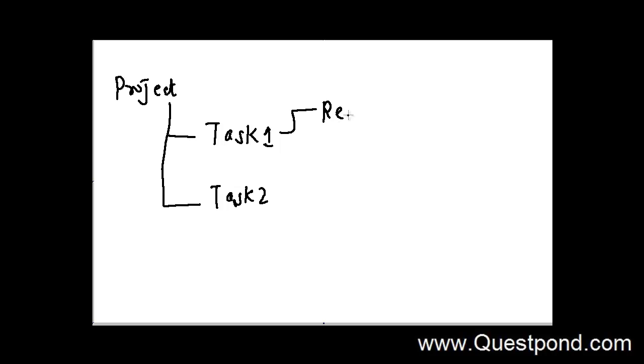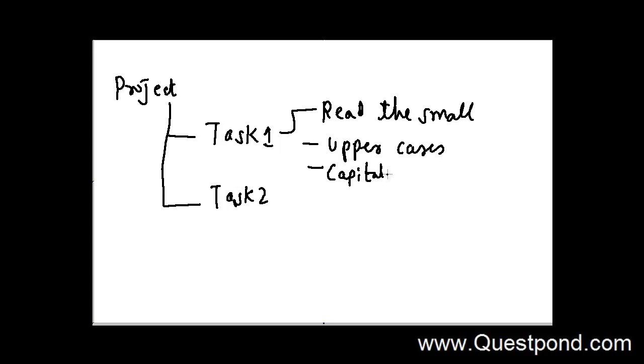First, we are going to read the small text file. Second, we are going to convert whatever we have read into upper case. And then we are going to create a new file called upper text, or caps.txt, whatever you want to call it, and load this data into the capital text file. So this read is nothing but your extraction, this upper case is nothing but your transformation, and the capital text loading is nothing but your loading.